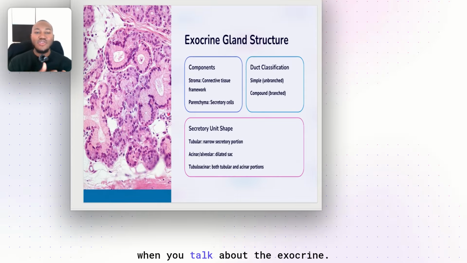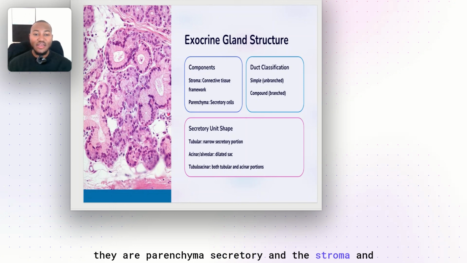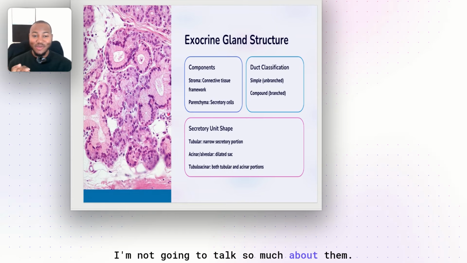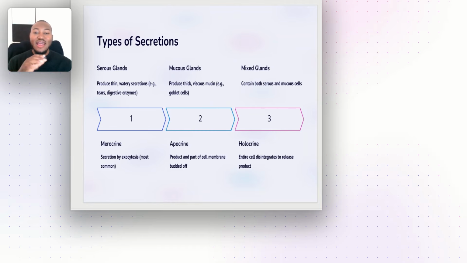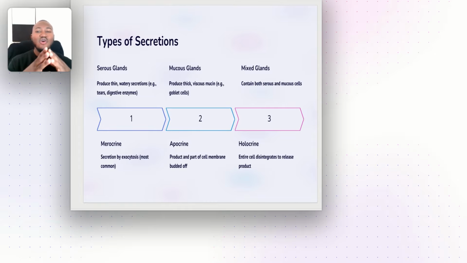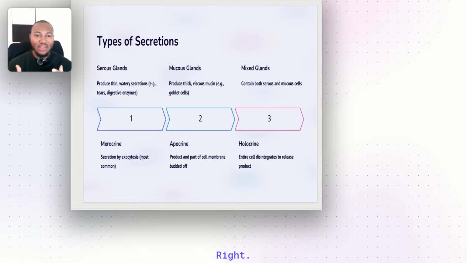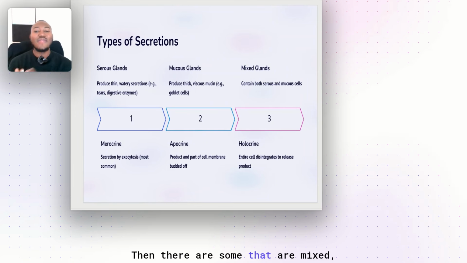All right. Now, when you talk about the exocrine, we already discussed them. They are simple, they are compound, they have parenchyma, secretory, and the stroma, and all those things. I'm not going to talk so much about them. Now, there are types of secretion that they give, which is the serous gland, the mucus, and the mixed glands. The serous produces thin, watery secretions, like the digestive enzymes. So if they ask you, the digestive enzymes are serous secretions from serous glands, right? Now, the mucus, you know what mucus is. We've discussed goblet cells. Important for you to know. Very thick, viscous. Then there are some that are mixed, right?